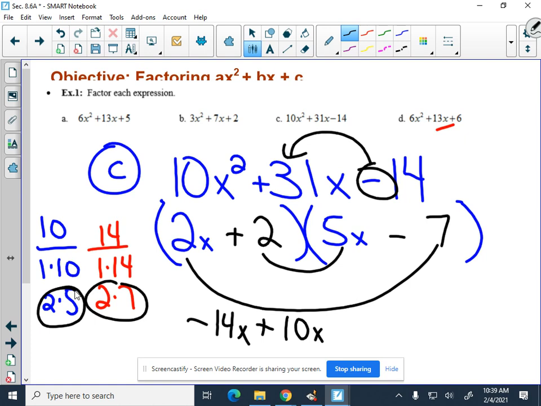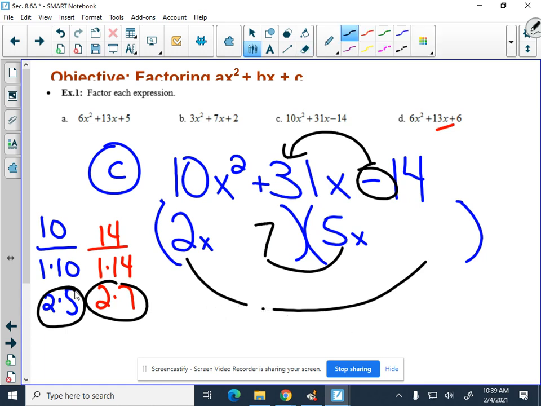It's always got to multiply by the other one. It's not automatic. Like 2 and 7, that subtracts to 5. It doesn't even come close to 31 either. But if we switch these, and we put the 7 here. Now 7 times 5 is 35x.